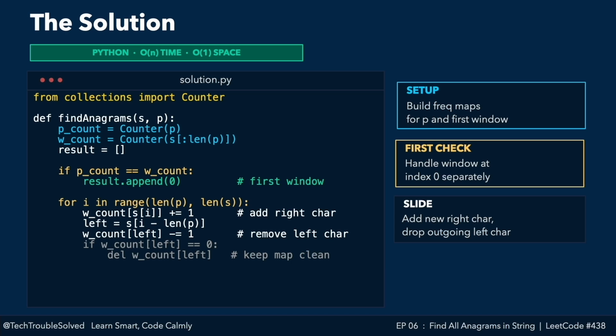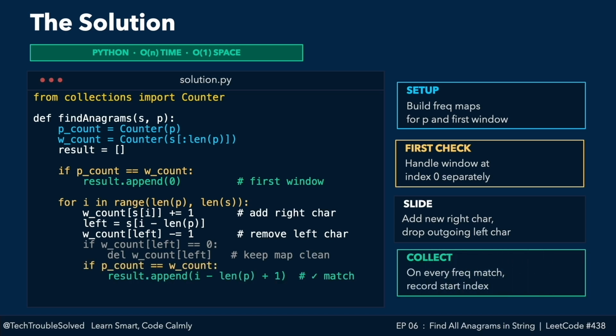And then this, if w_count of left equals 0, we delete that key. We covered this on LeetCode, but it's worth saying again here. Counter equality checks keys and values. A key at 0 is not the same as no key. If you don't delete it, your comparison will fail even when the window is a valid anagram. This line is the difference between a solution that almost works and one that always works.